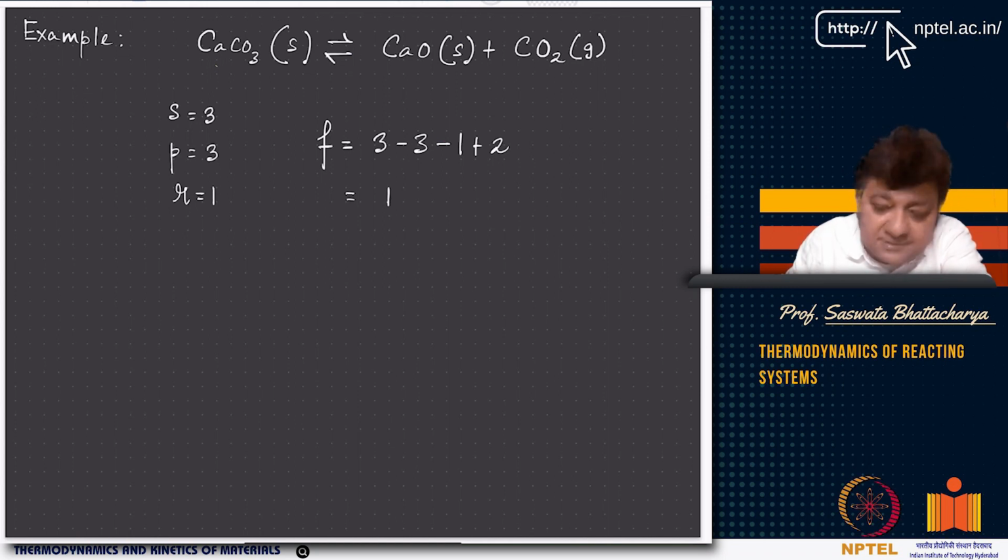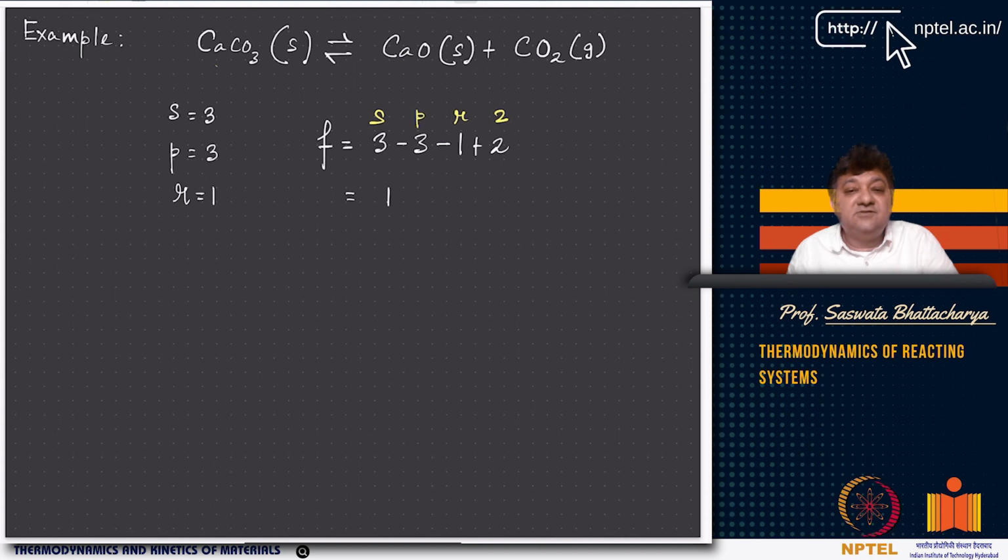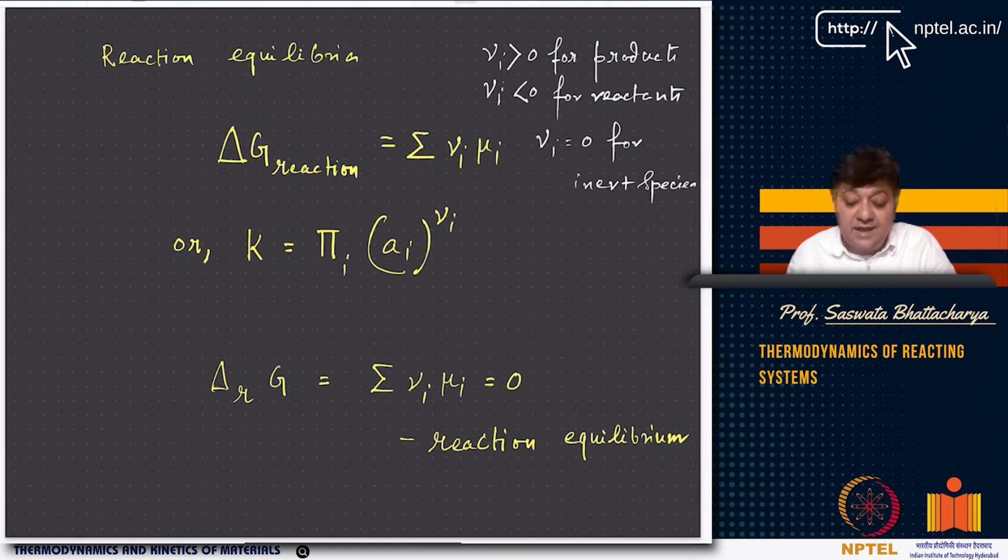There is one reaction. So if you look at the degrees of freedom, it is 3. S is 3, right? In this case, S is 3, and then you have minus P minus R plus 2. So instead of C, you are using S. This is the species-based Gibbs phase rule that you generally use in a reacting system.